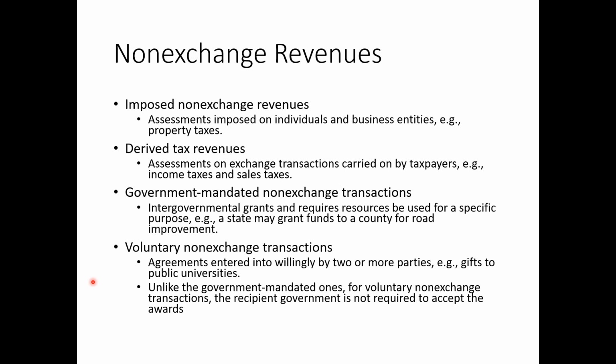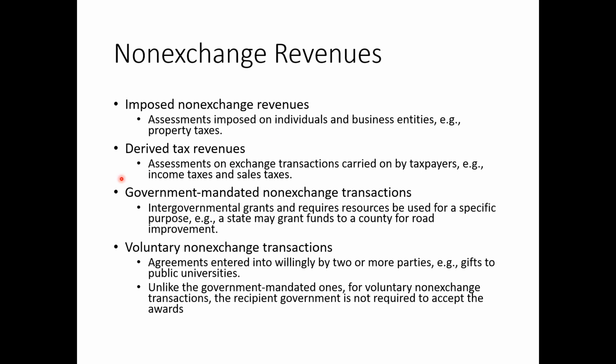So what are the typical non-exchange revenues? First, we have imposed non-exchange revenues. These are assessments imposed on individuals and business entities. One typical imposed non-exchange revenue is property tax. Property tax is assessed on individuals and business entities.